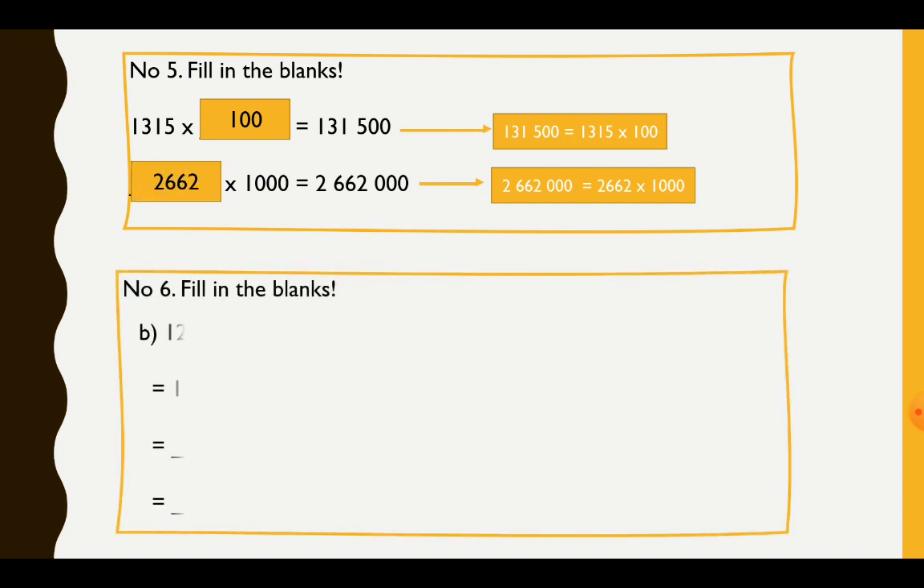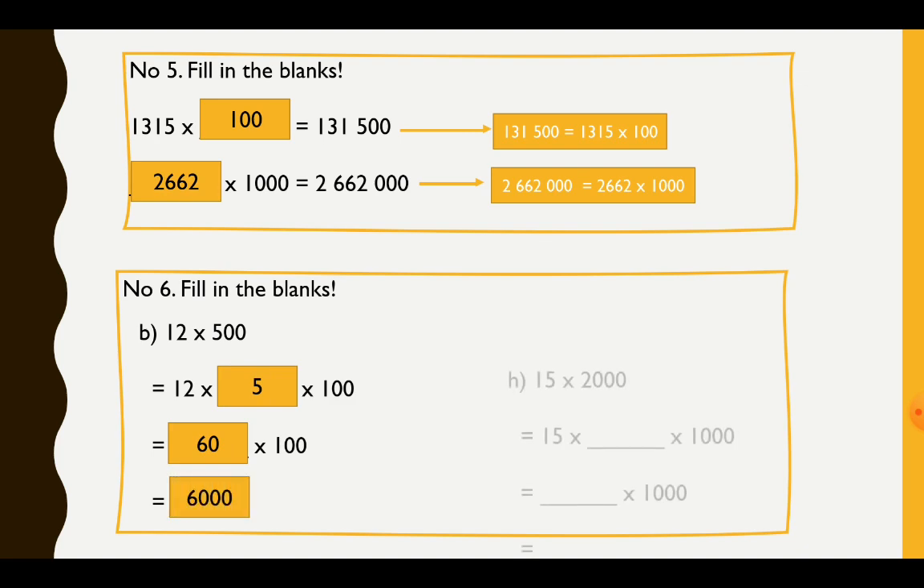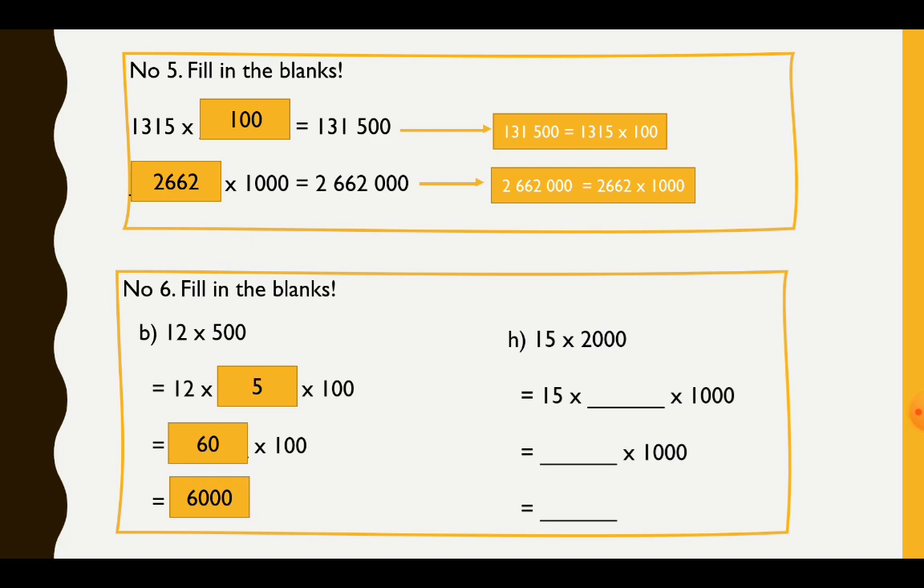Number 6, fill in the blanks. 12 times 500 equals 12 times 5 times 100. 12 times 5 equals 60. 60 times 100, so we add 2 zeros in the back of 60. The answer is 6,000. Next, 15 times 2,000. So 15 times 2 times 1,000. 15 times 2 equals 30. 30 times 1,000 equals 30,000.